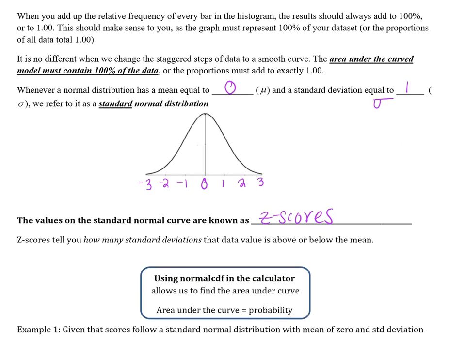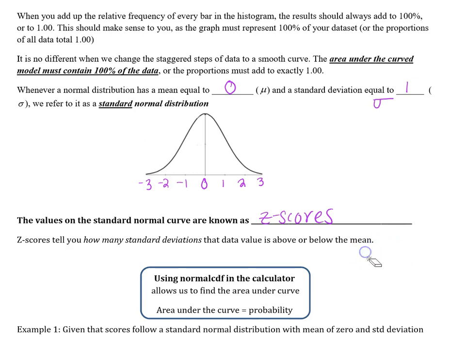A z-score tells you how many standard deviations that data value is above or below the mean. So let's say you took a test and you found out that your z-score of your test was 1.5. That means you performed 1.5 standard deviations above the mean of everybody else that took the test. Now, if you had a negative 1.5 standard deviation, that means that your test was 1.5 standard deviations below the mean. So you did worse than the mean. Okay, so negative would mean you're below, positive would mean you're above.